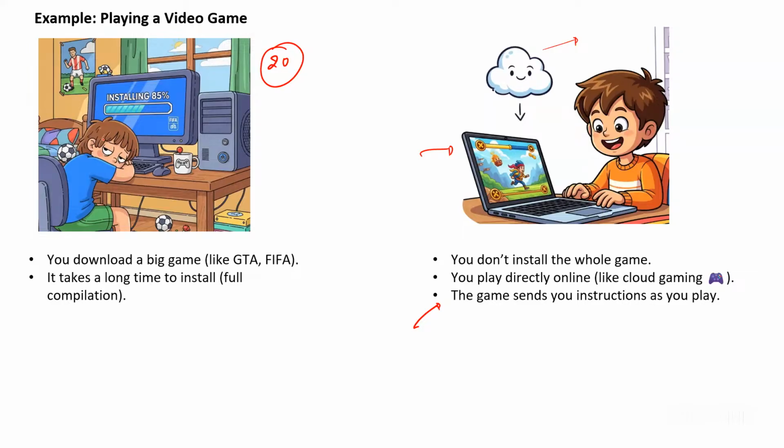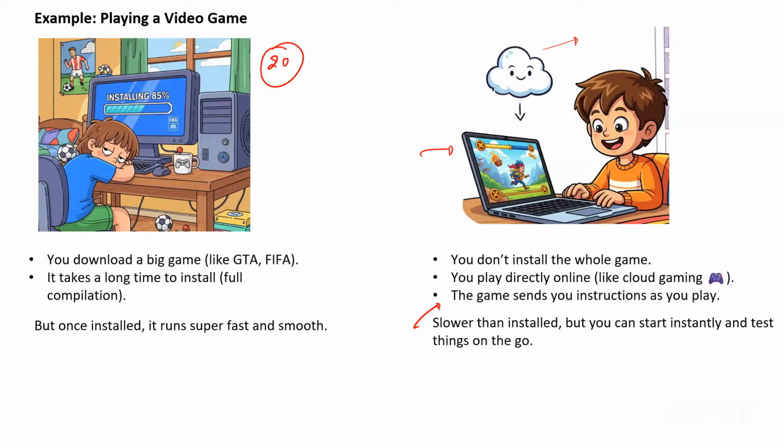Whereas on your normal computer, when you have installed everything, it will be much faster, smoother and quicker to run. The cloud version is much slower than the installed game, because in the middle they might give instructions to follow. Once you clear a level, there might be an update, or they might say this patch is not there, go and update it so that you can go to the next level. These kinds of things might happen.